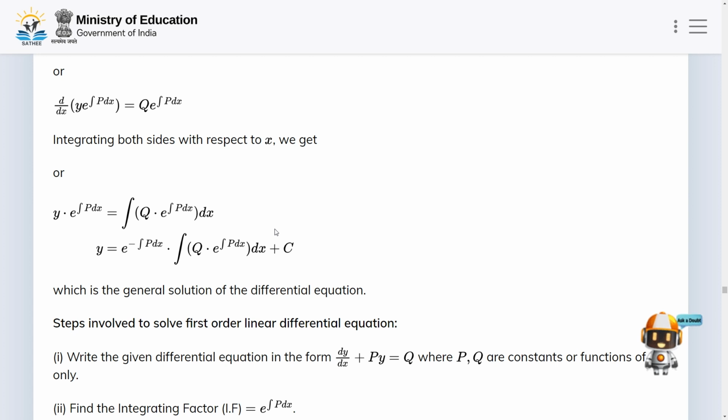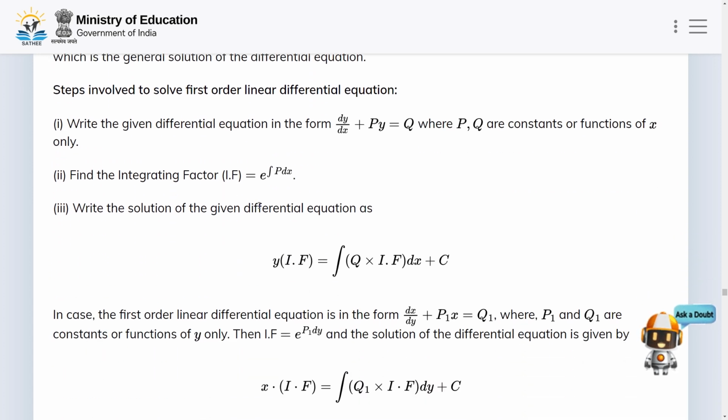Now, the steps involved to solve a first order linear differential equation. First step, write the given differential equation in this form: dy by dx plus py is equal to q. Now find the integrating factor by using e power integral p dx. P you can easily get from this form; p will be the coefficient of y. So your integrating factor will be this.